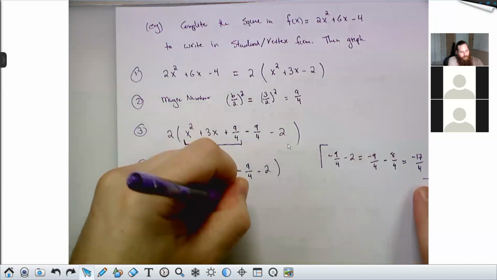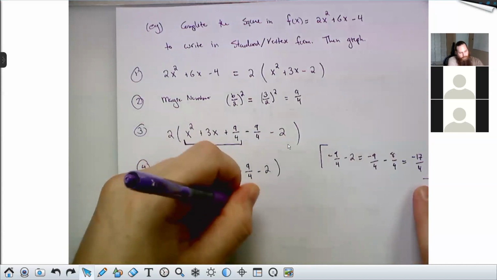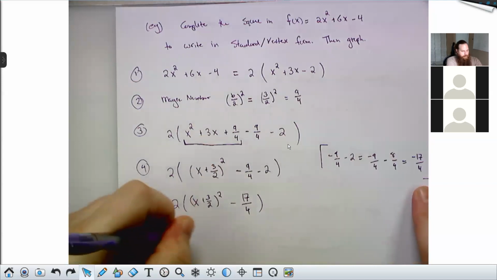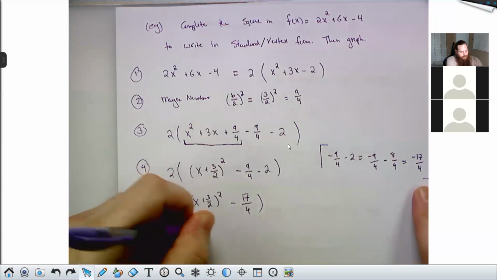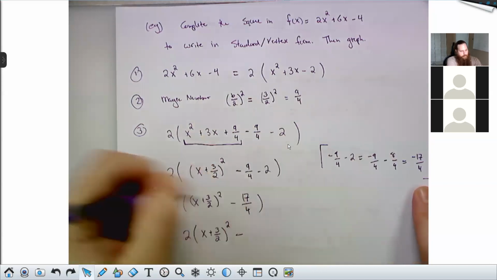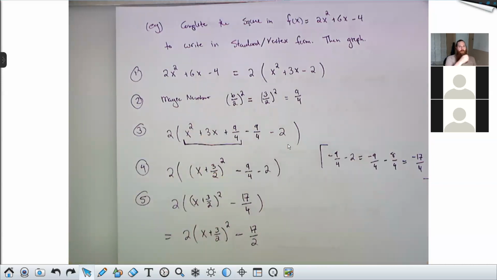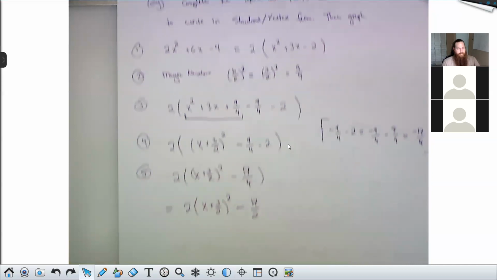So here I have minus 17/4. And then I can distribute the 2. (17/4) times 2 is 17/2. And that's it. I have completed the square.